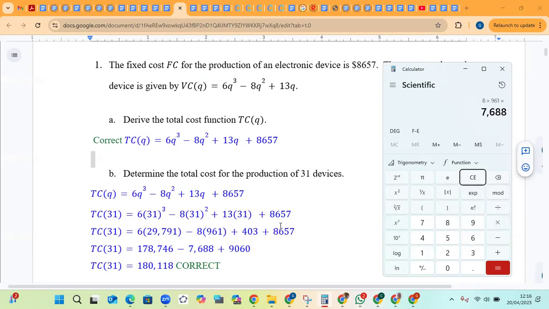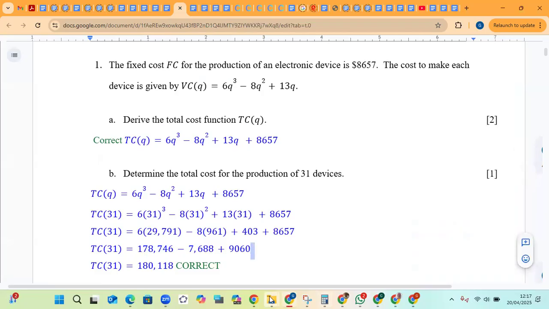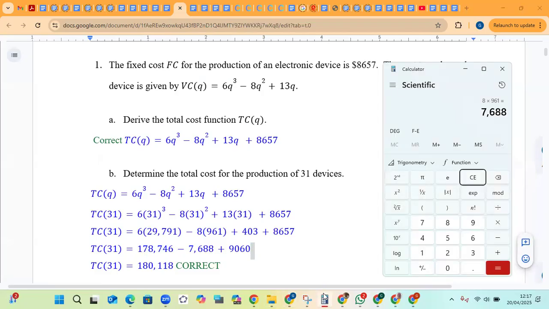It appears correct to be 7,688. And I can see here 403 was added to 8,657. So let's see if this figure is correct. 403 plus 8,657 is 9,060, a simple bit of arithmetic.